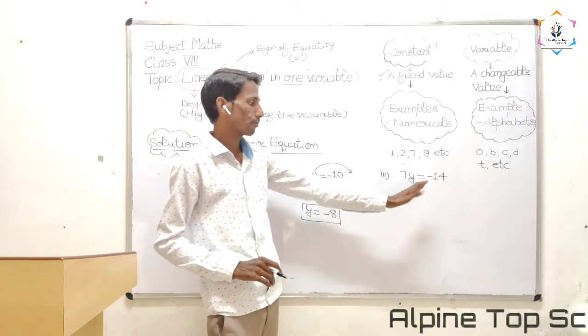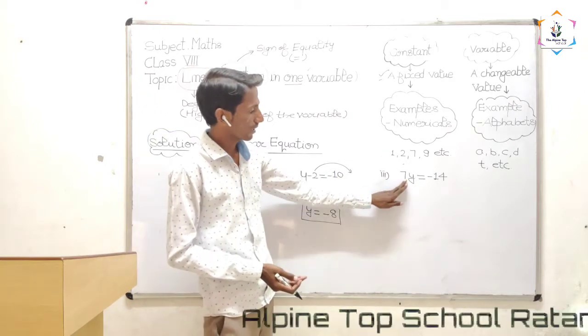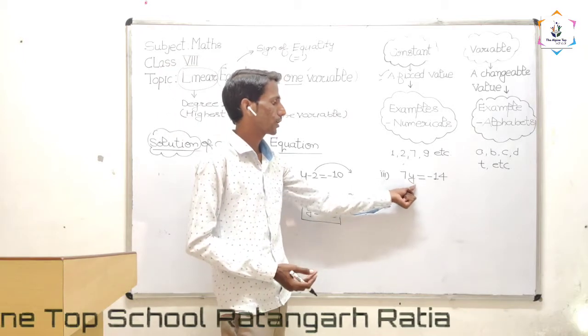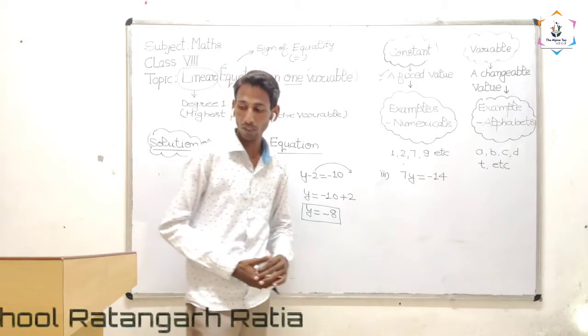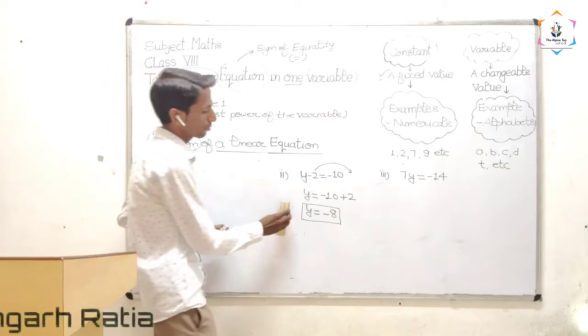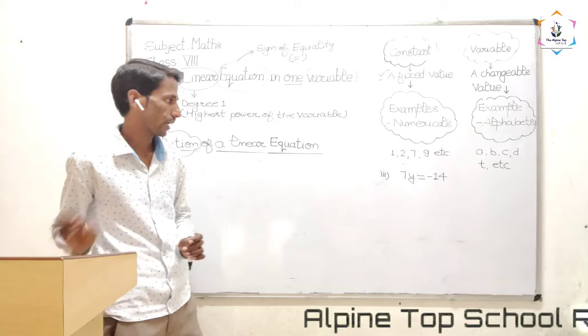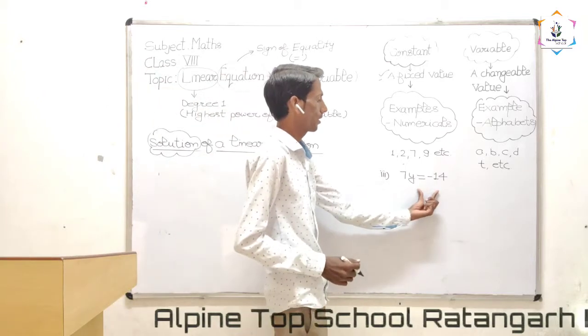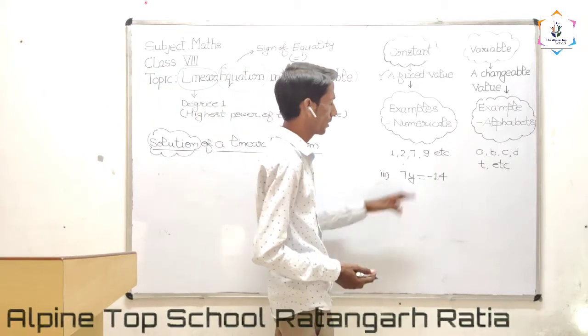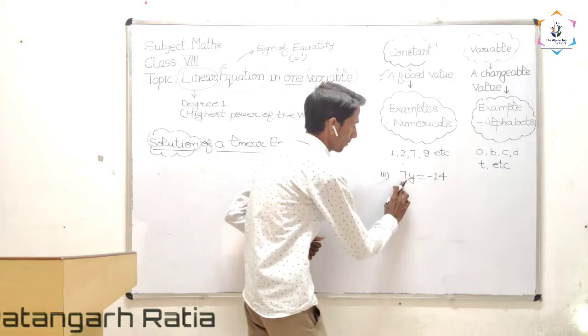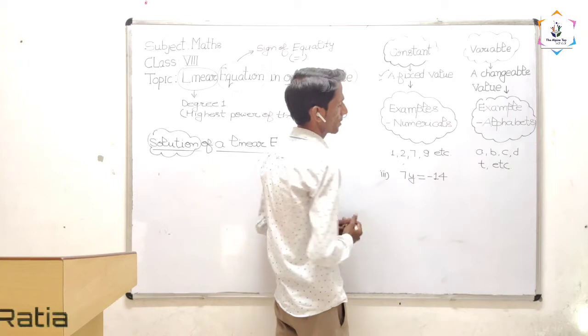And in the next example, we shall study the strategy of the multiplication symbol, about the combination of constant and variable. Now we shall go through example number 3, how we can find the solution of a linear equation in case of multiplication. It means the third strategy. 7 into y is equal to minus 14.